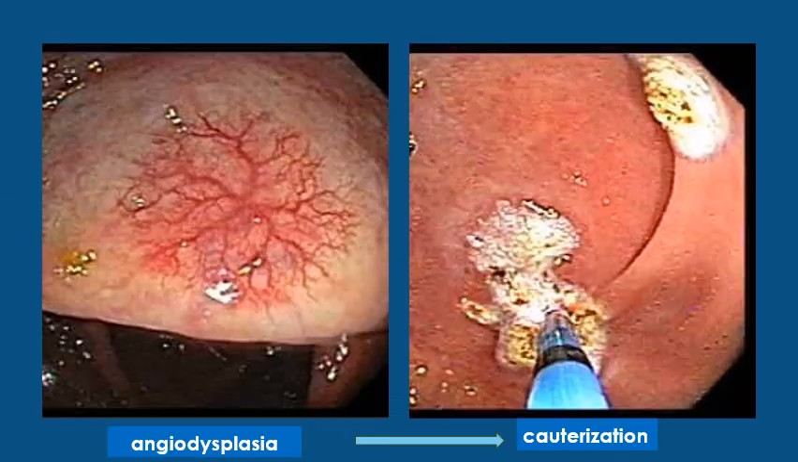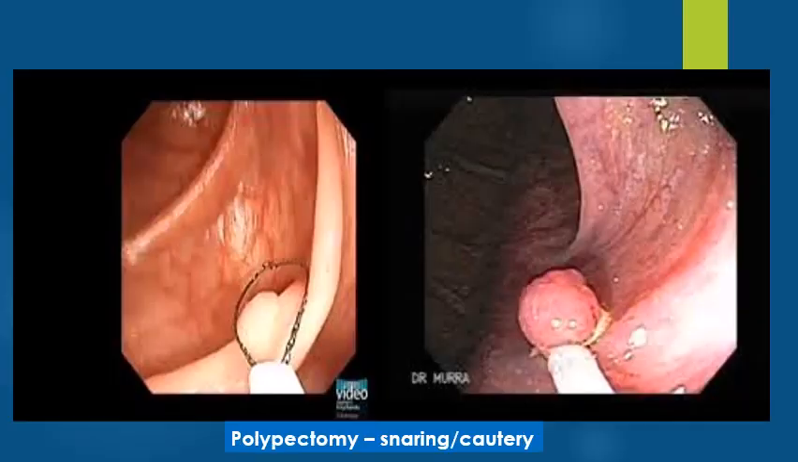Okay. Then this is angiodysplasia, and the best treatment is using a diathermy probe, cauterization. See here, there's a bleed, this bleeding here, and then you stop the bleeding.